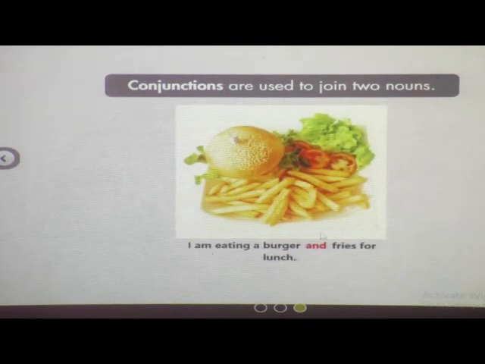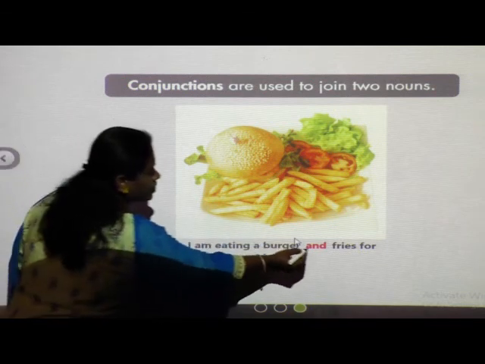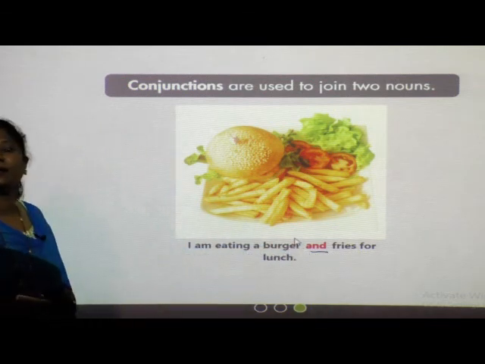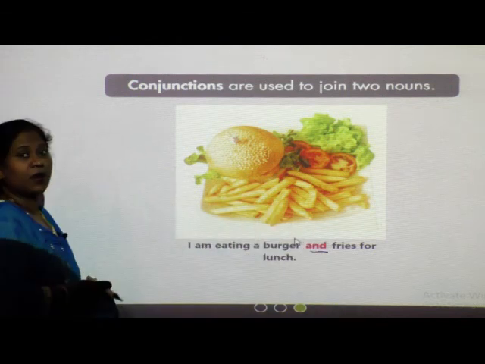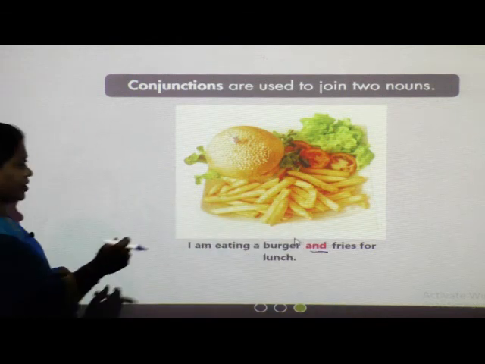Yes, can you see this picture? I am eating a burger and fries for lunch. Here and is used, children, right, to complete the whole sentence. So and is a conjunction here.